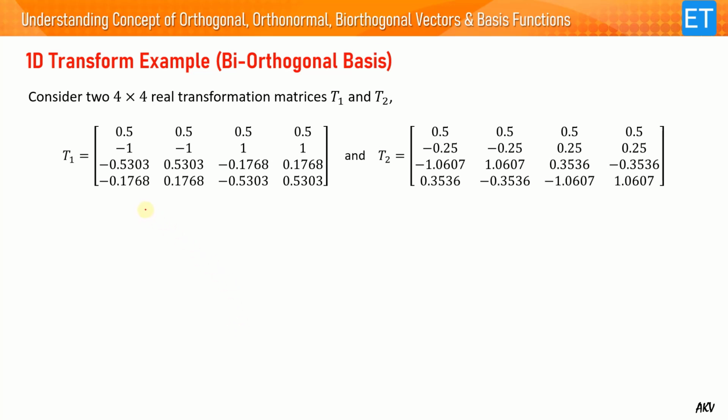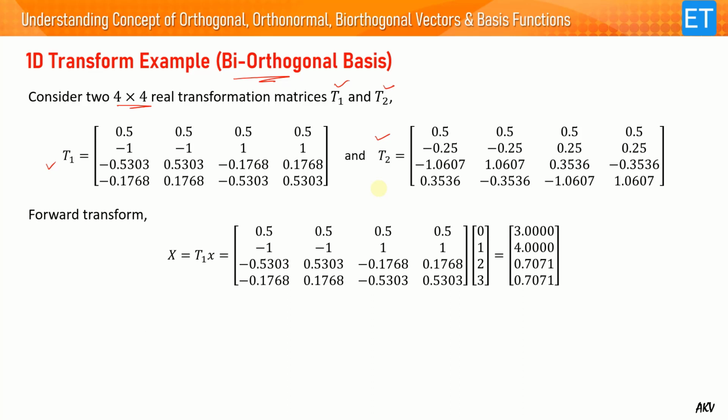In this case, I am considering the 4 by 4 two transformation matrices T1 and T2. As I have already explained, in bi-orthogonal transform, we have to take the two transform matrices, one for decomposition and the other for synthesis, I mean the inverse transform. So these are my two real matrices made with the real basis functions. So the forward transform. Okay, so this is my signal actually. This is my time domain signal x 0, 1, 2, 3.